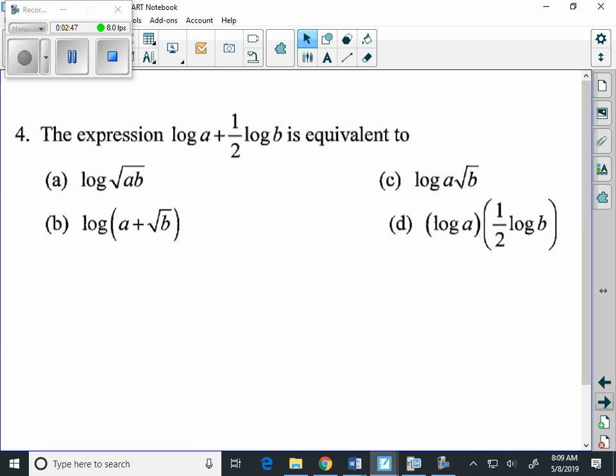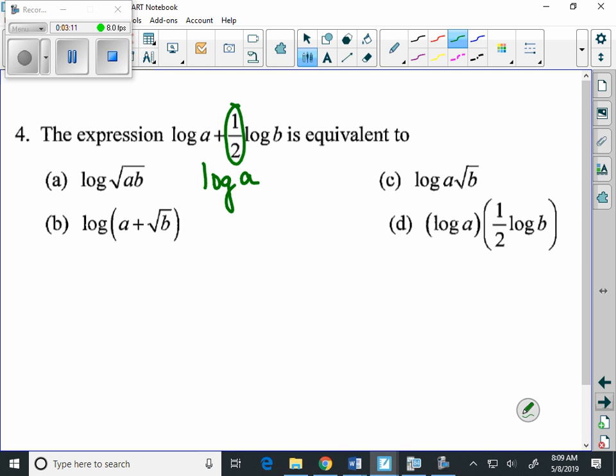Number 4, the expression log of a plus 1/2 log b is equivalent to. The thing that we need to remember about this particular problem is what to do with this 1/2. When we have a coefficient on a logarithm, what we do with that 1/2 is we're going to make it an exponent. So the log a at this point isn't going to change, but we are going to take that 1/2 and make it an exponent. So this is going to be plus log b to the 1/2 power.